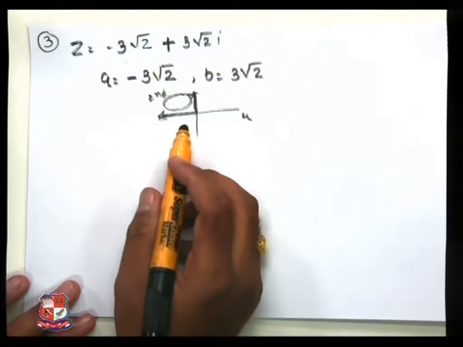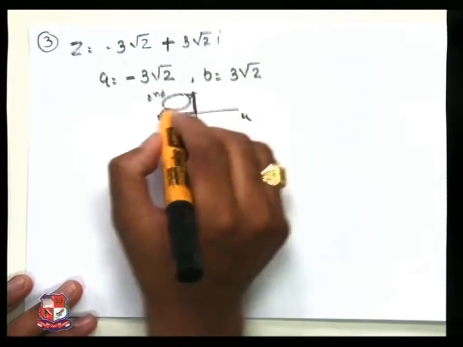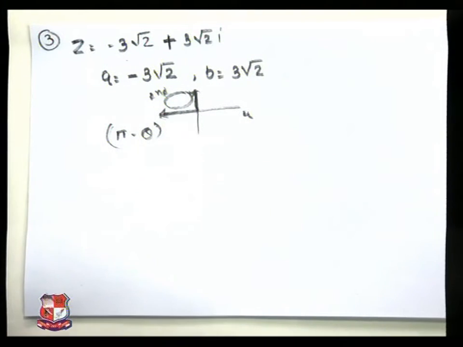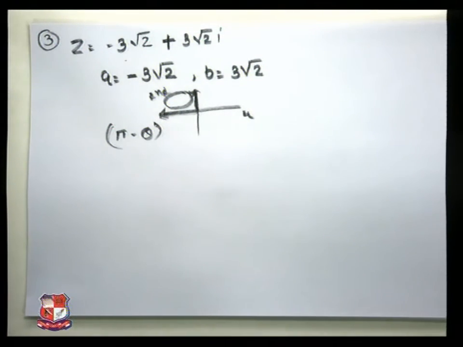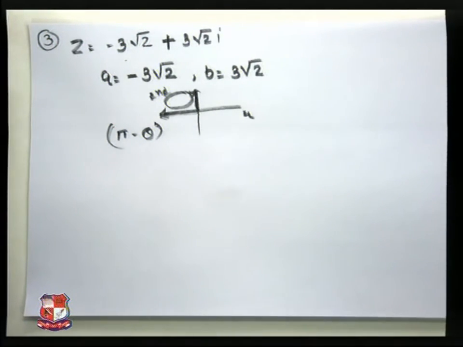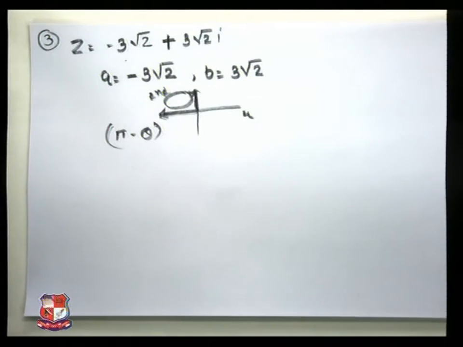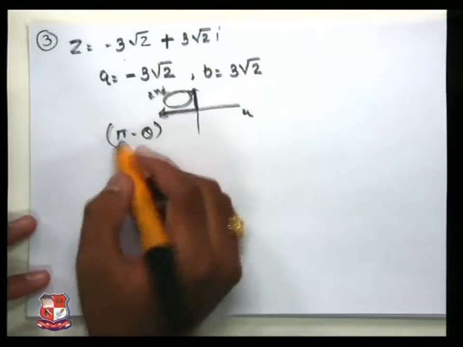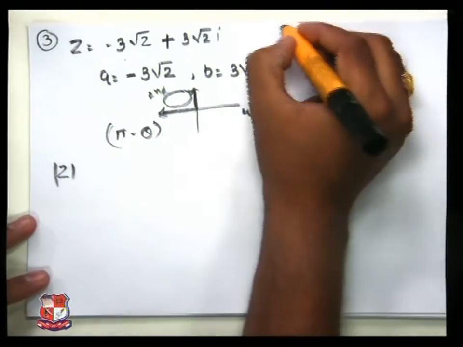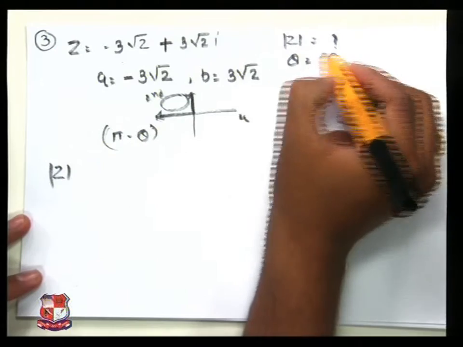In the second quadrant, whatever angle theta we get, we convert this theta into pi minus theta. Just recall our theory from the previous slide. If in the second quadrant, any angle is pi minus theta, so first of all find out the theta value and then convert it to pi minus theta. So now first we find out the two values: first is mod of z, and second is theta.